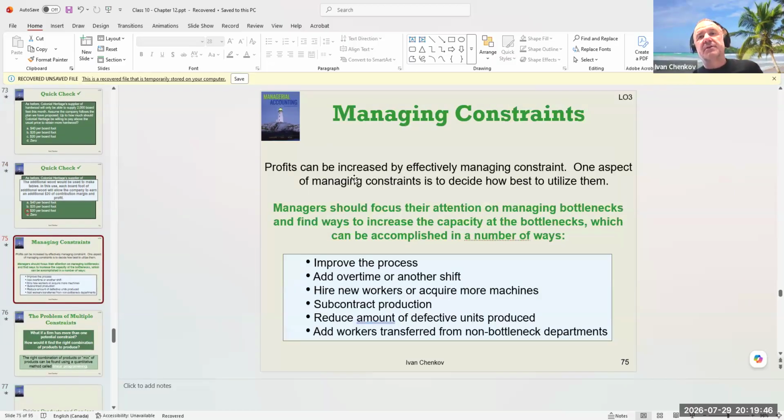How are we going to manage constraints? There are different techniques. You can add an extra shift. You can add a new machine. You can add extra hours for your workers. You can hire a new worker. You can subcontract the production. You can become more efficient by reducing the defective units. There are different ways, depending on the constraint.